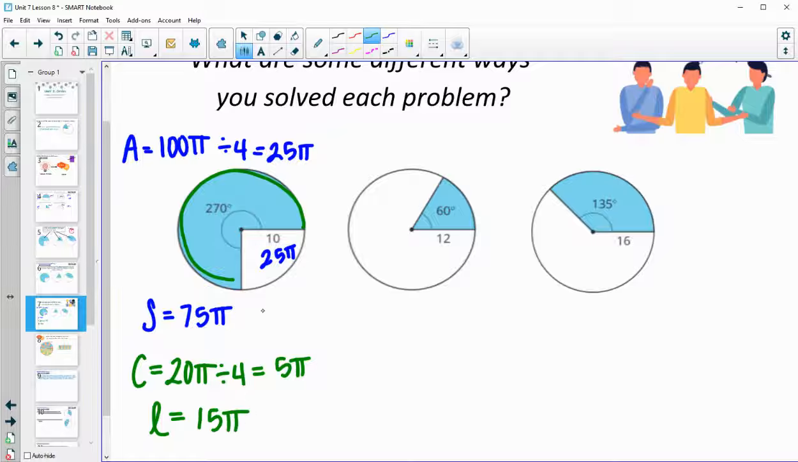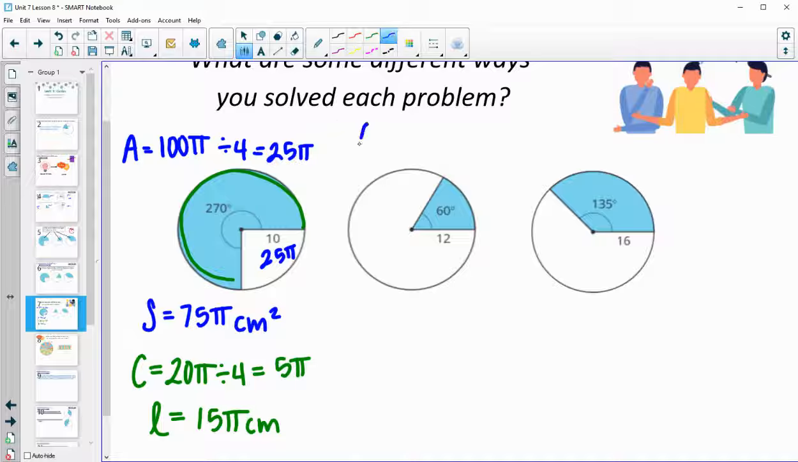Okay, maybe you did 3/4 as a decimal in your calculator, 0.75 or 75%, and used that to help you. But either way, sector area 75 pi units squared. Oh, centimeters in this case. They told us everything is in centimeters. So centimeters squared here and centimeters for the arc length.